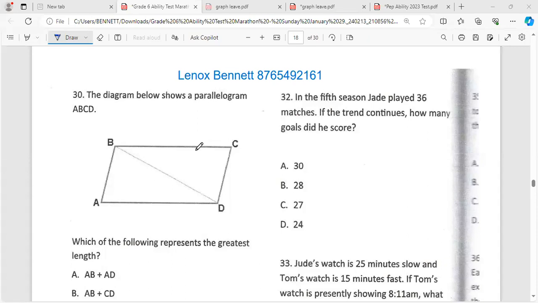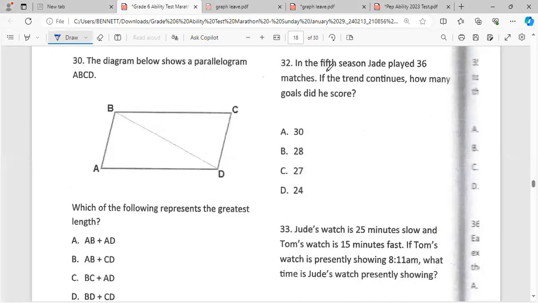So it says the diagram below shows a parallelogram ABCD. So here's a parallelogram, and it says which of the following represent the greatest length. In this case, you have to look at it and then decide which, in your opinion, you think could be the greatest length.